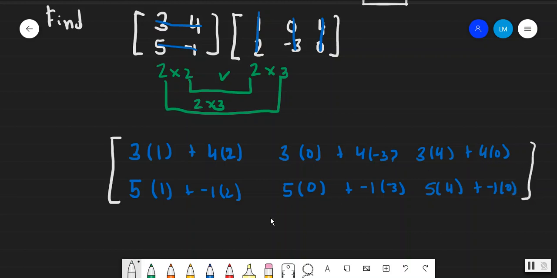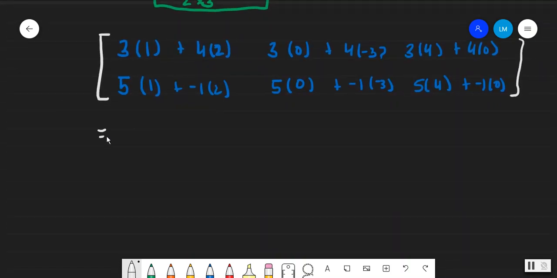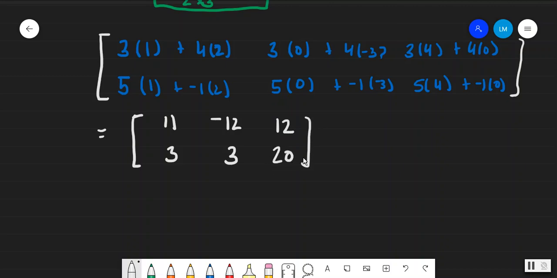Now, all that you need to do from here is just simplify. So you have that this equals 3 plus 8, which is 11. You have 5 minus 2, which is 3. That's going to be -12, and then that's going to be +3. But then we also have that this is going to be +12, and then we have 20. Okay, so we see that our resulting matrix is this one right here, which is also a 2 by 3, but that's not really a surprise.